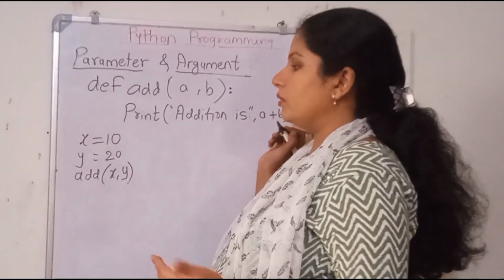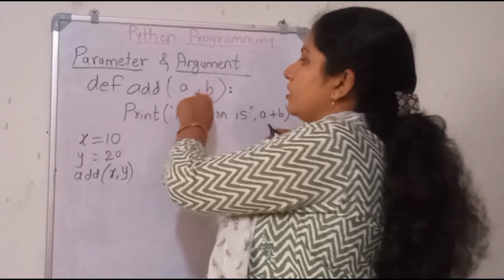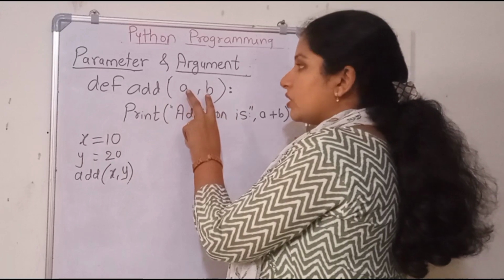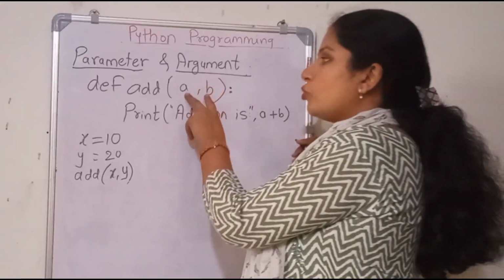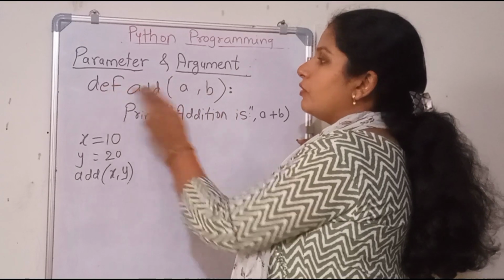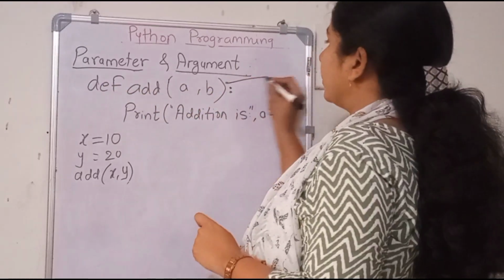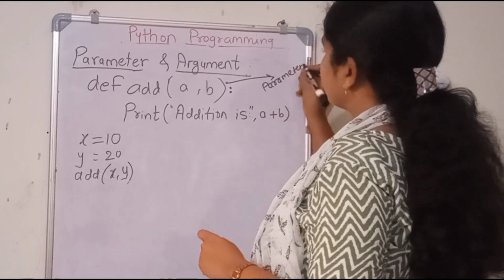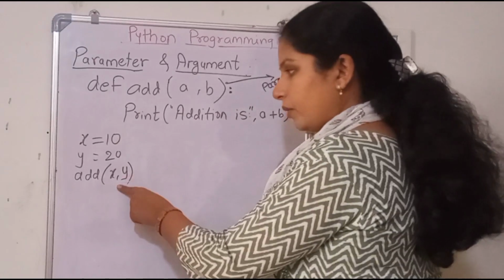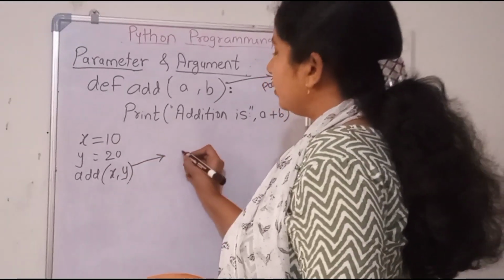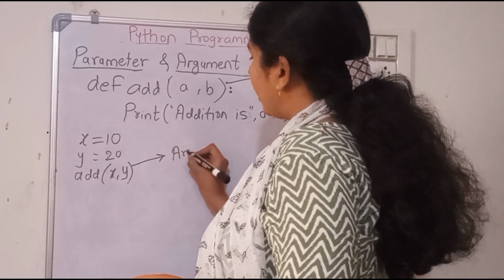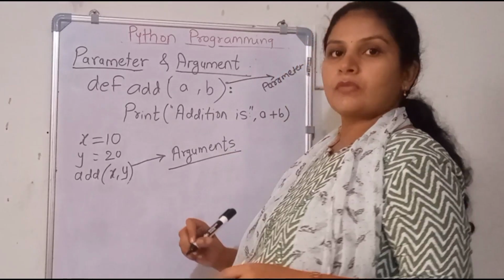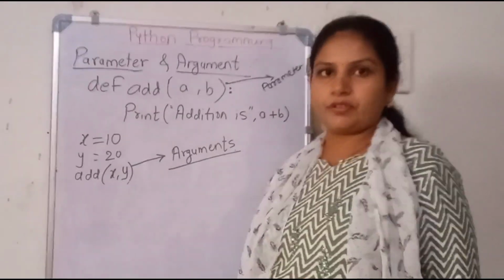So what is happening here: when you are using two names or two values while defining the function, those are called parameters. And when you are using the names or values while calling, those are called arguments. Here you are calling the function, here you are defining the function, right?